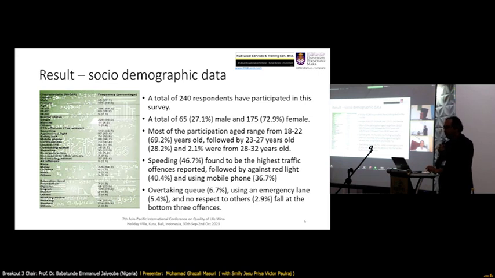Not surprisingly, speeding was found to be the highest traffic offence reported, by 46.7%, followed by running the red light, 40.4%, and then using a mobile phone, 37.7%. Other than that, there are three lowest scores, which were overtaking queues, using the emergency lane, and no respect to others. So next, madam.